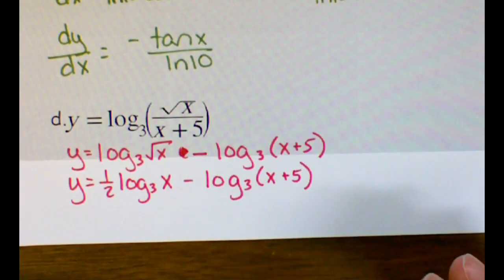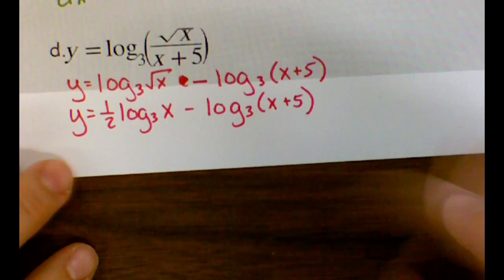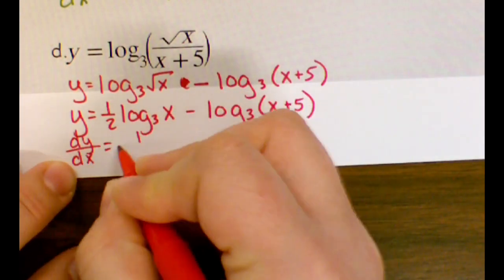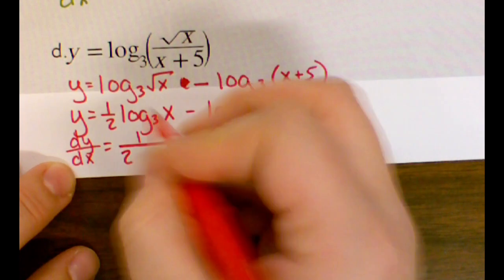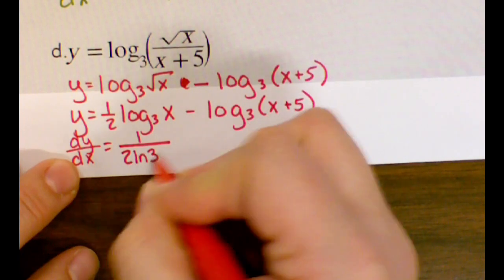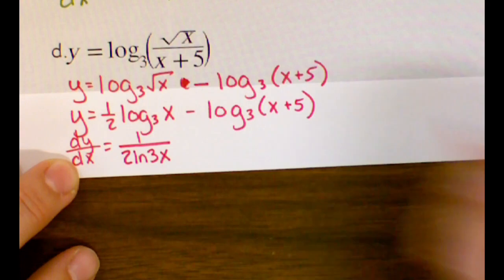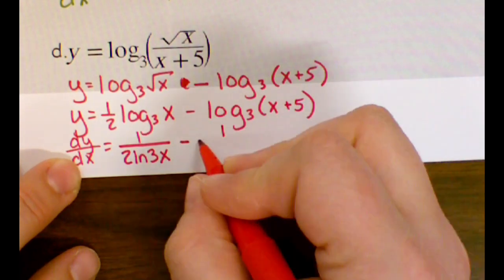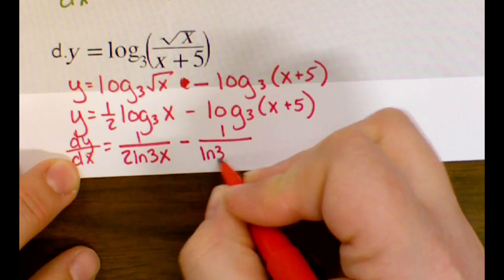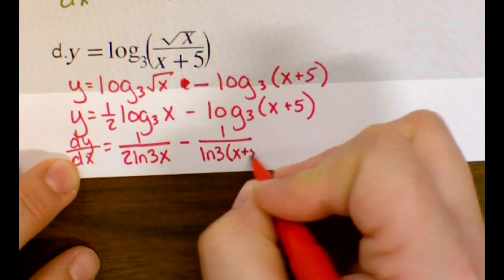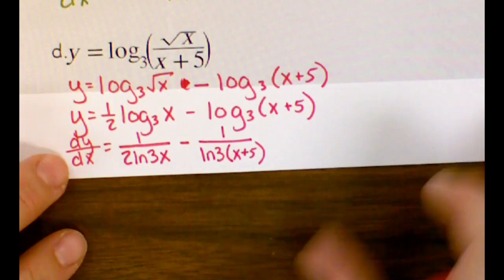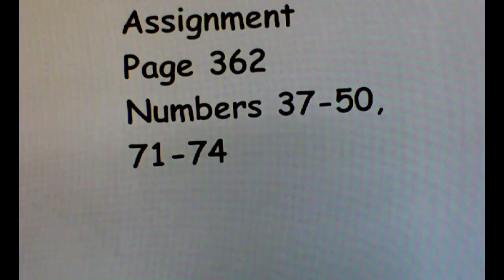Now I can take my derivative. Dy/dx equals 1 over 2 ln of 3 times the inside, so x, minus 1 over ln of 3 times x plus 5. There we go. I could combine those by getting a common denominator, but I'm not going to. So you will now practice some.